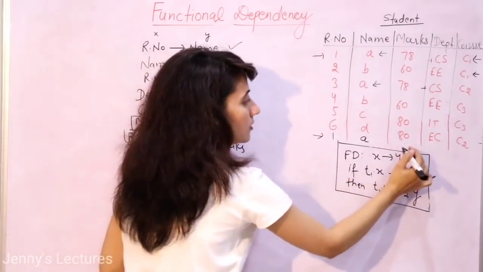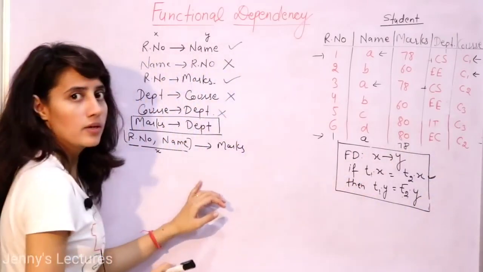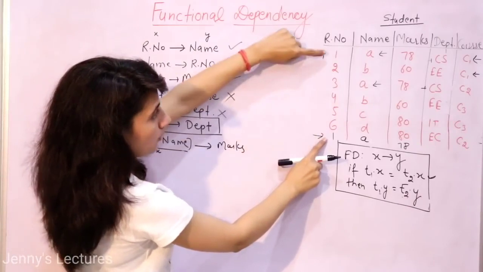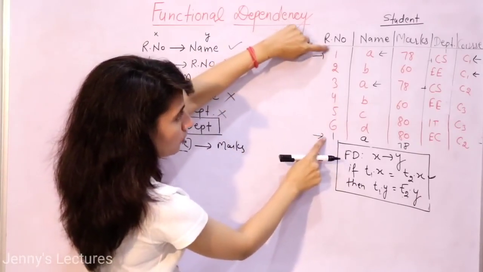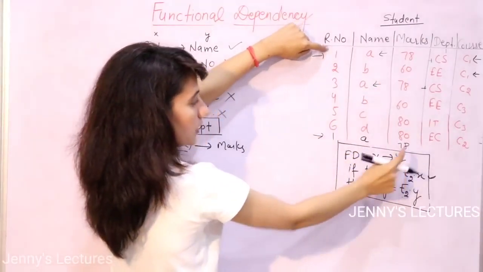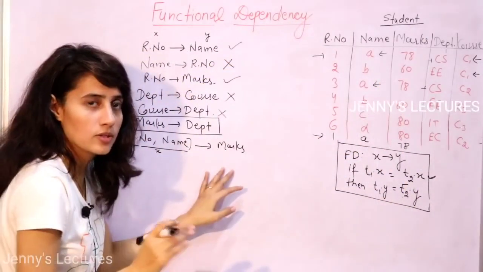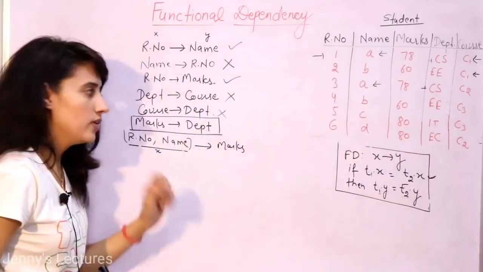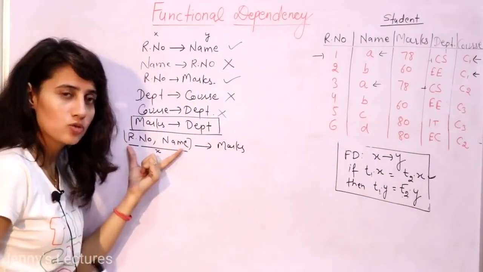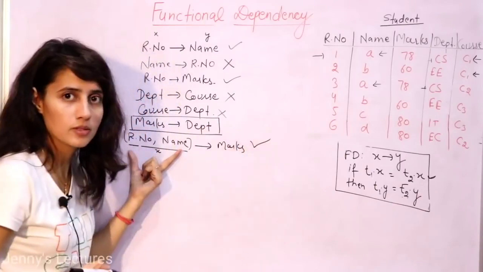If I am writing here 78 again, right? Now only in the two tuples I have repeating values, no other tuple is having repeating values. So for this only you need to check marks are same, so this is a functional dependency, right? But in this case, no repetition is there in roll number, so definitely there would be no repetition here, so definitely it would be a functional dependency.